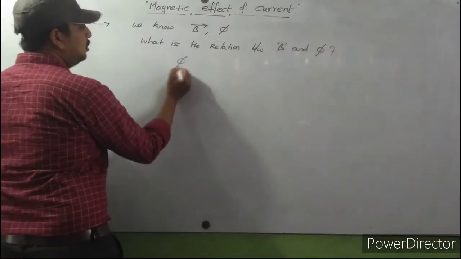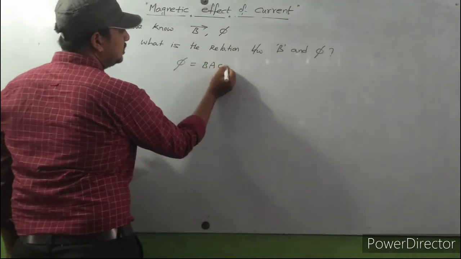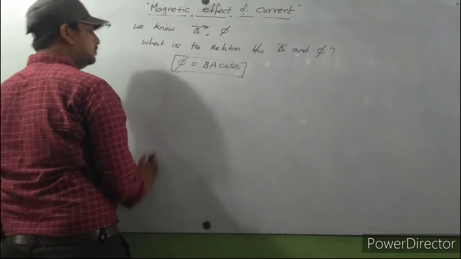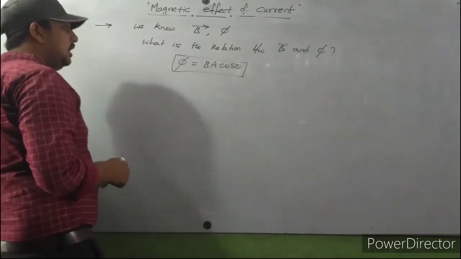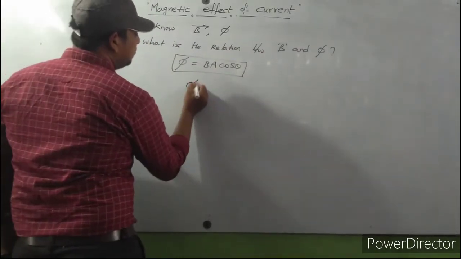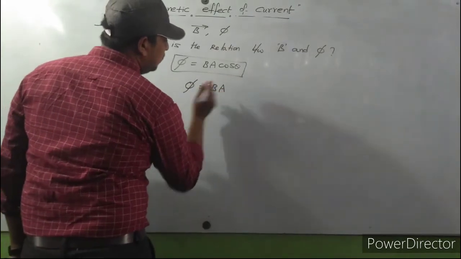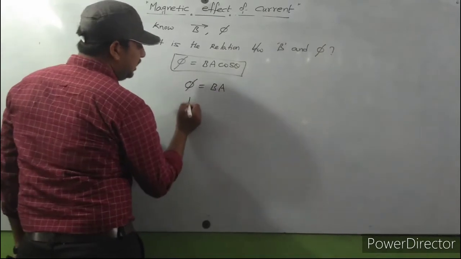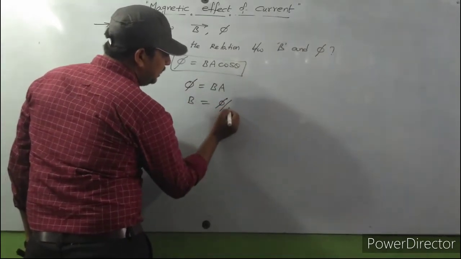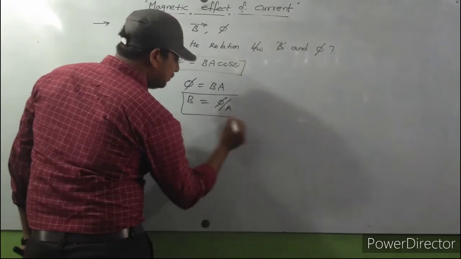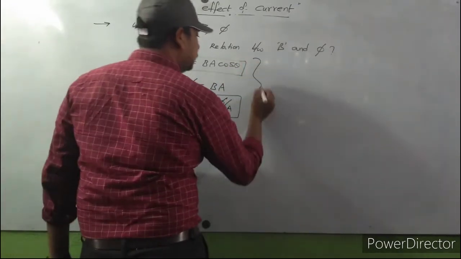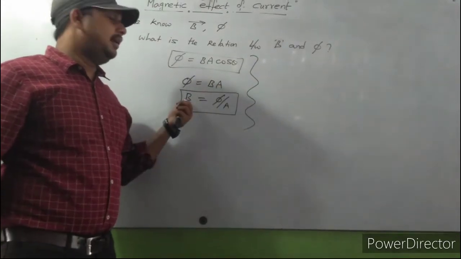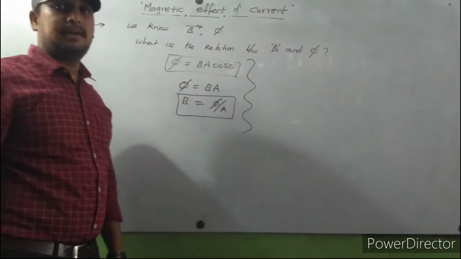So phi is equal to BA cos theta. Generally we indicate phi is equal to BA. If theta is 0 degrees, phi is equal to BA. Then B is equal to phi by A. Magnetic flux is equal to magnetic field into area. Magnetic field is equal to magnetic flux by area.